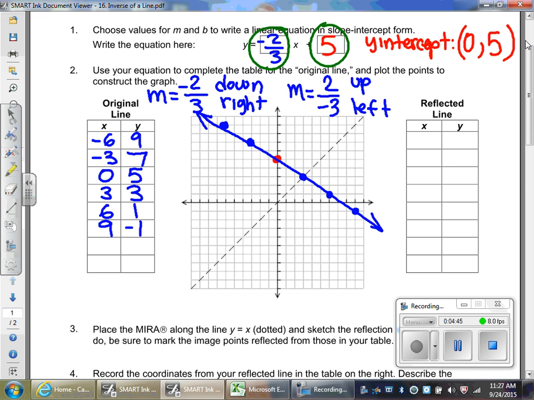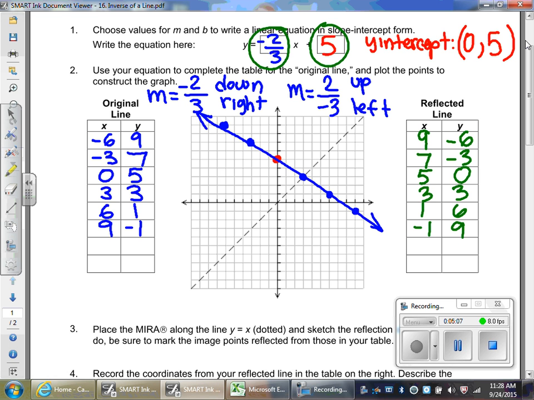And I'm going to do that by interchanging the x and y. We've been doing a lot of that, right? So it should be easy by now. So 9, -6. 7, -3. 5, 0. 3, and 3. 1, 6, -1, 9. So now I'm going to go and plot those points.